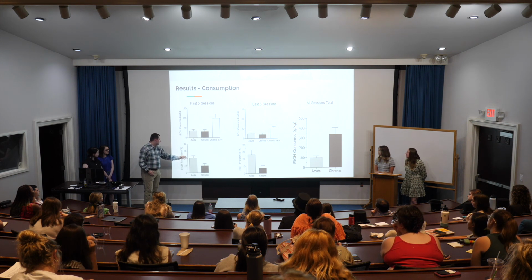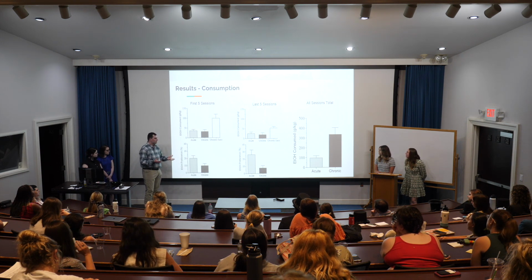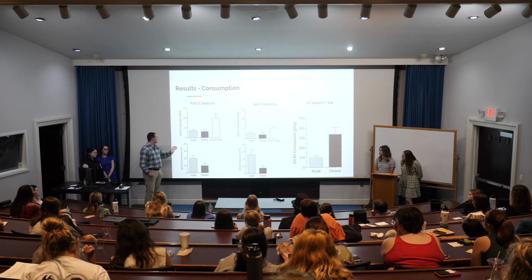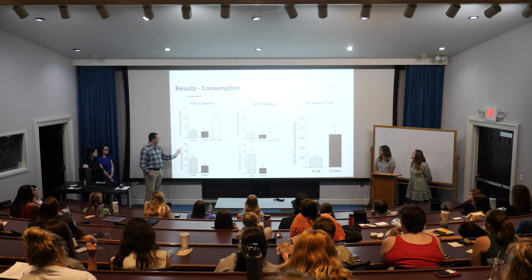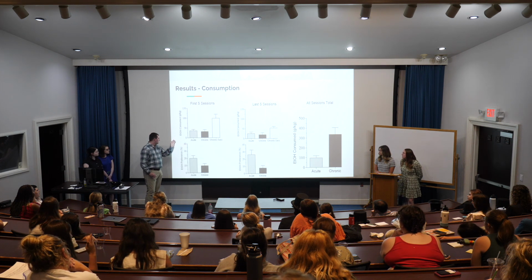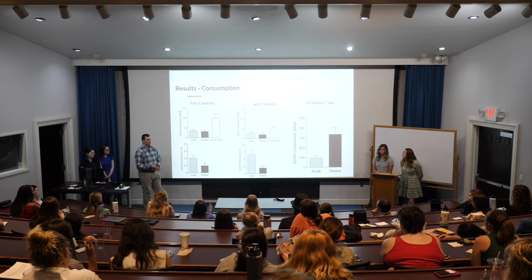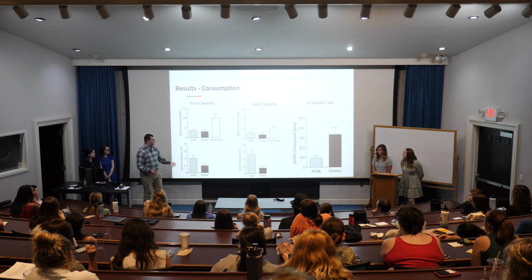Down on the bottom here, we move away from amount consumed and we move towards preference. So here we see that for the first couple sessions and the last couple sessions, the acute group had a significantly stronger preference for ethanol compared to the chronic group.